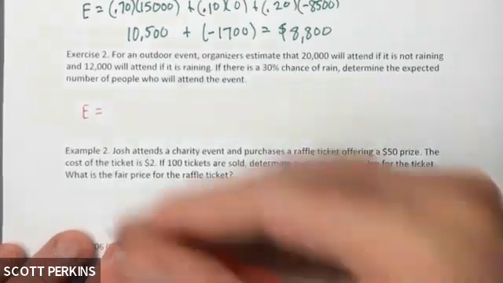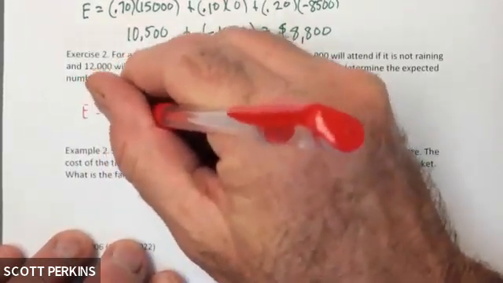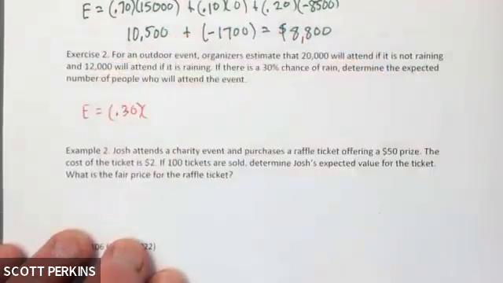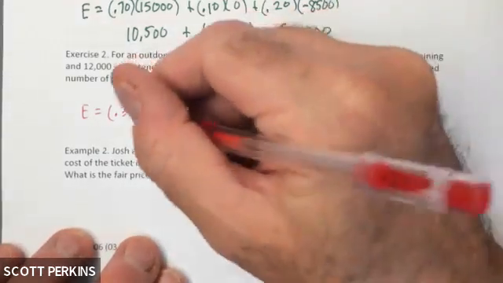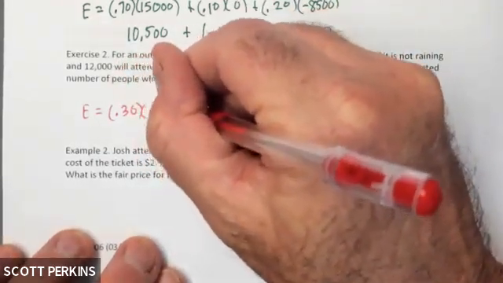We're told that there's a 30% chance of rain. So I'm going to start with that. Again, if you did not put rain first, it doesn't matter. How many people are coming? What's the net result if it rains here? 12,000. Great. So I'm going to put 12,000 right here.